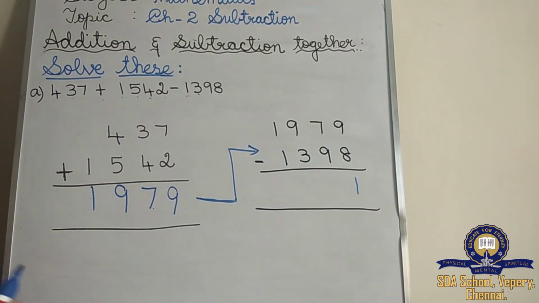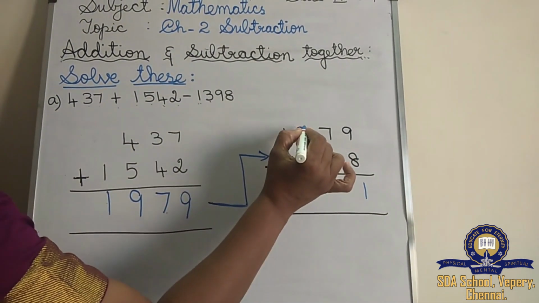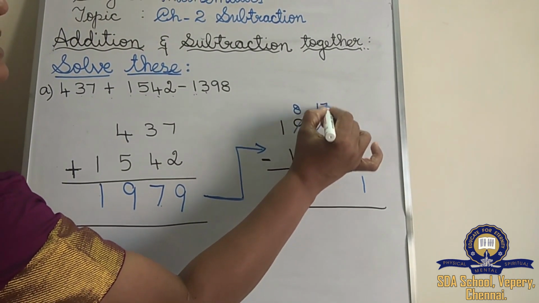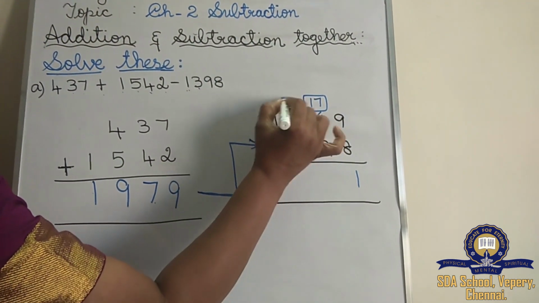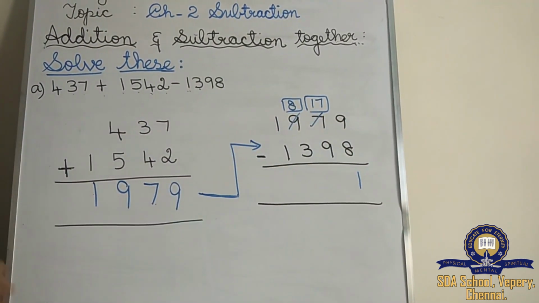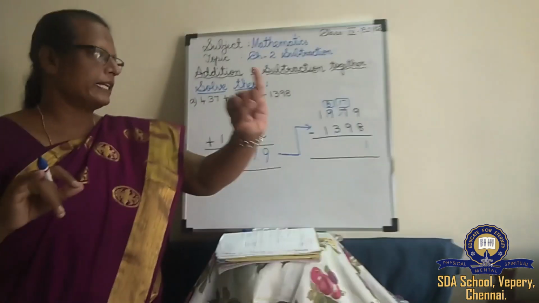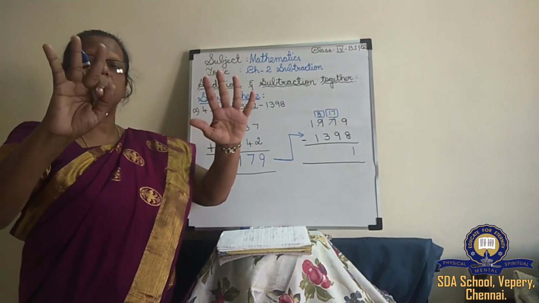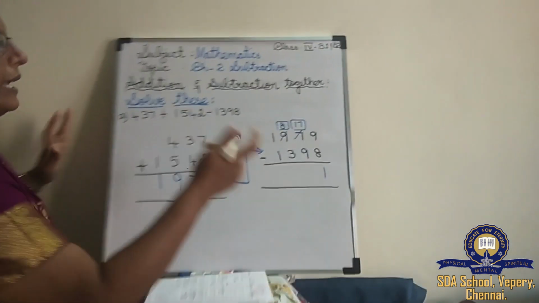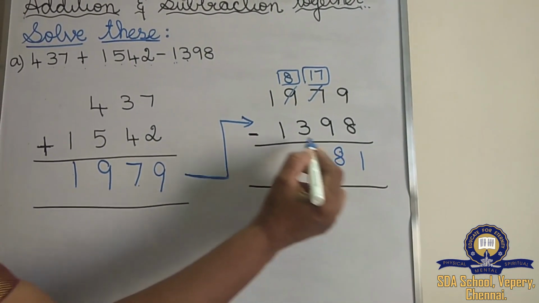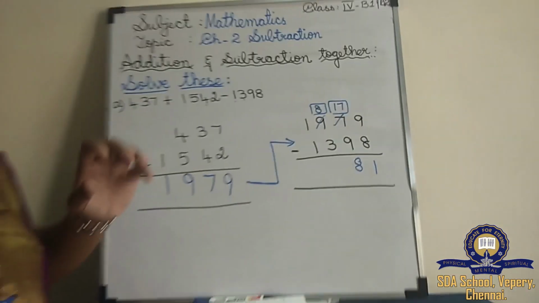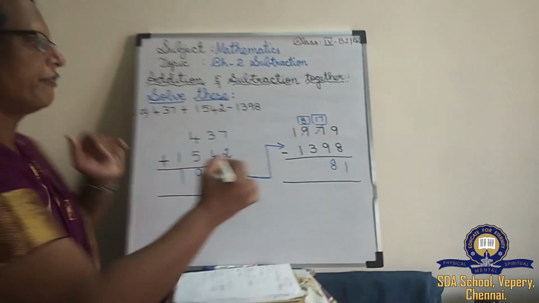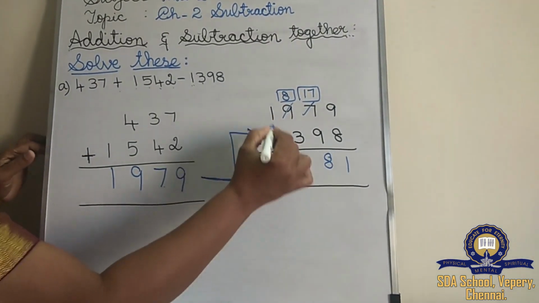Now after 8, if you count up to 9, what answer will come? After 9, can you count up to 7, children? No. What you have to do? You have to borrow. So this will become 8 and this 7 will become 17. Now after 9, you count up to 17, children. After 9, 10, 11, 12, 13, 14, 15, 16, 17. So what's the answer? 8. After 3, you count up to 8, children. After 3, 4, 5, 6, 7, 8. Answer 5.